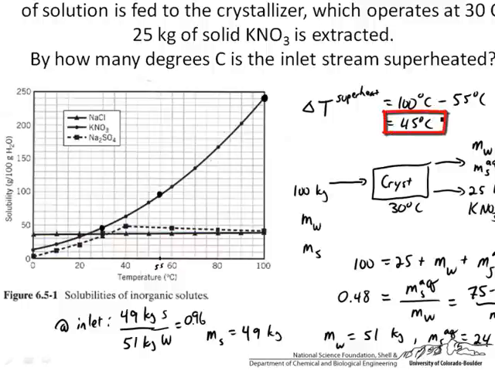So in this crystallization process, when this enters at 100 degrees C, the temperature is going to have to fall all the way to 55 degrees C before you start to form any crystals, because above 55 degrees C, we don't expect any kind of equilibrium between the solid and liquid state.